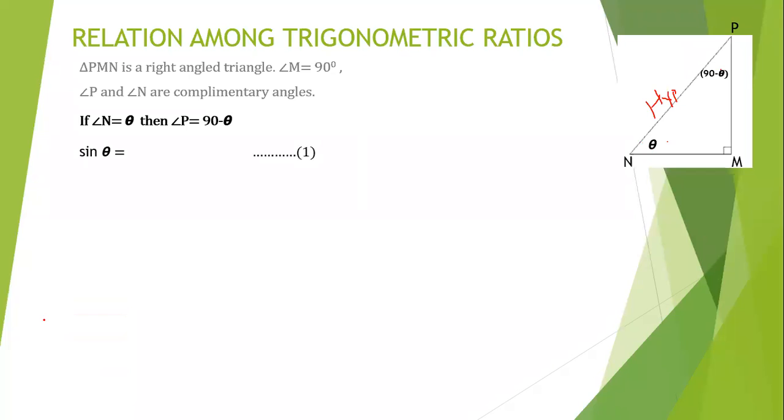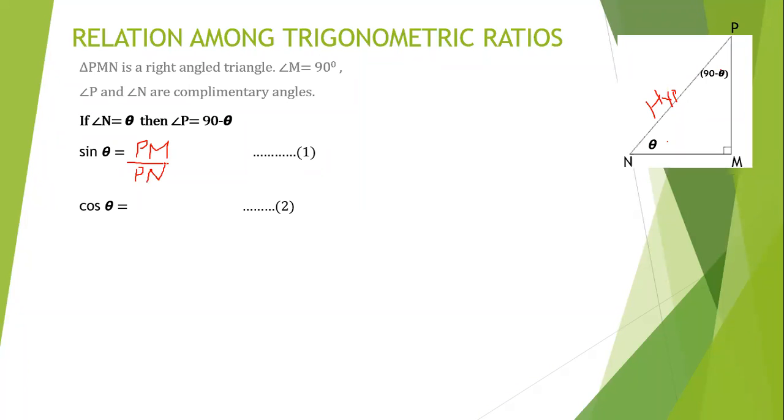Now, let us first find sine theta. The formula for sine theta is the opposite side of angle theta upon hypotenuse. So in this figure, you can see theta over here. Then which side is opposite to theta? It is PM, right? So I am directly writing here PM upon hypotenuse, which is PN. So I am writing here PN, right?